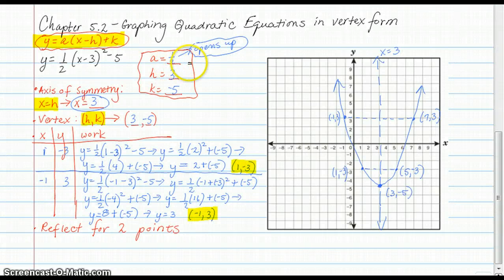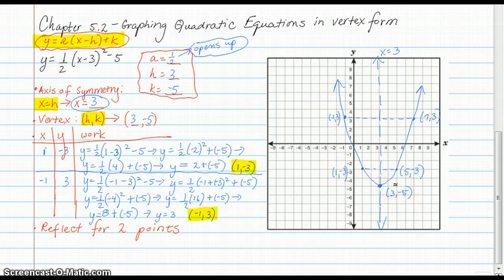Okay, here we go. A is 1/2, so the parabola is going to open up. H is 3, because it follows the pattern minus h, minus 3. And k is -5, because it does not follow the pattern plus k. It's not plus 5, it's minus 5, so it has to be -5. If the axis of symmetry is x equals h, then x equals 3. We have a vertical line that crosses the x-axis at 3. The vertex is going to be h, k, so 3, -5, labeled.